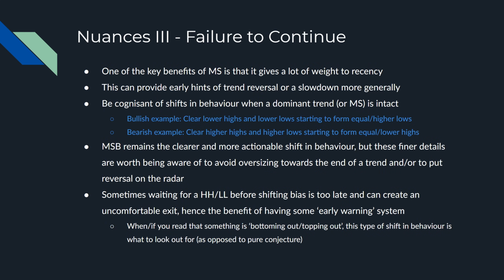Third nuance, a bit thin on this one, but just something worth grazing over. Failure to continue versus just market structure shift. So again, a benefit of market structure versus just levels is that it gives a lot of weight to recency. Not that levels don't, but really how price action is developing there and then. I think market structure is, despite its overlap with SR, I mean, it's the same thing in a lot of cases. But whatever, it's a good tool for how the market is like right now.